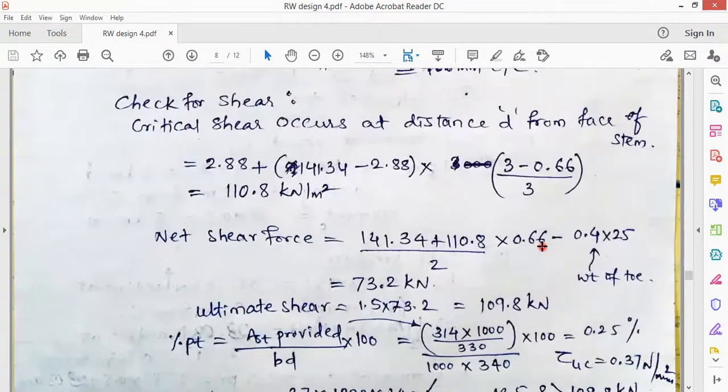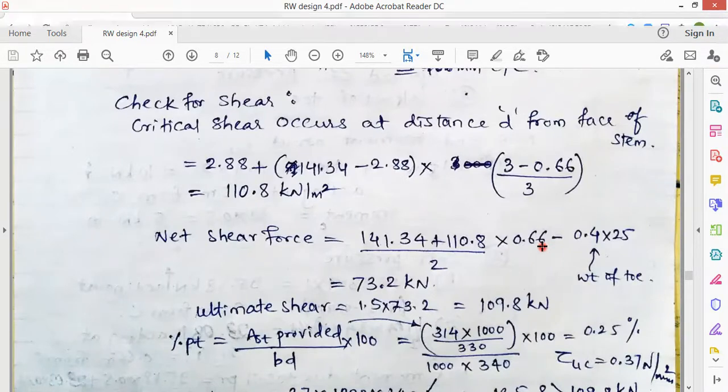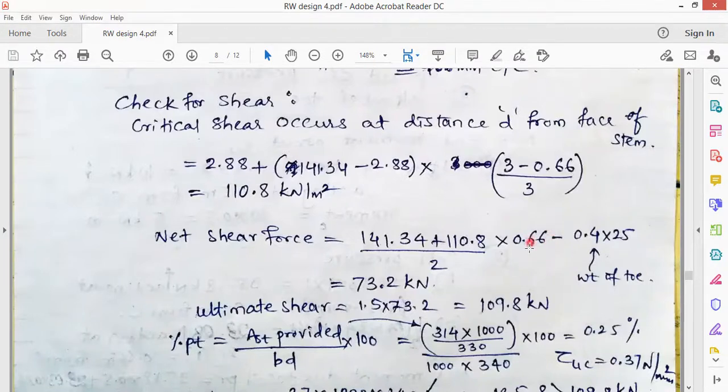So effective depth is equal to 340 mm. 60 mm is the cover. Effective depth is 340 mm. So 400 mm minus 340 mm will give us 0.66, that is 660 mm. That is the remaining portion. It is 1 minus D, means 1 minus 340 mm. 1000 minus 340 mm is 660 mm.